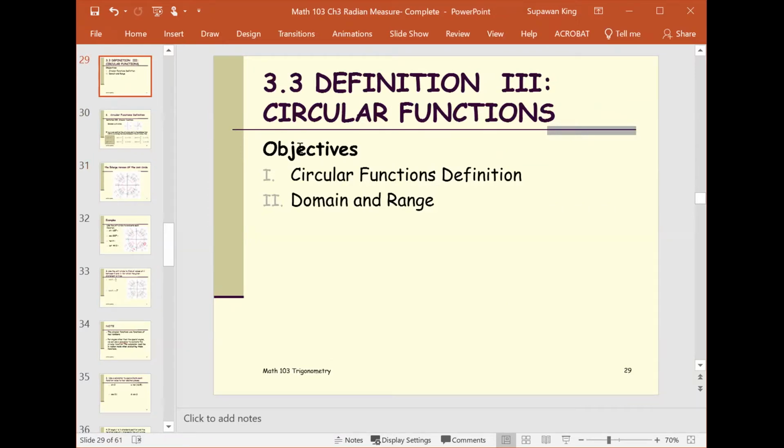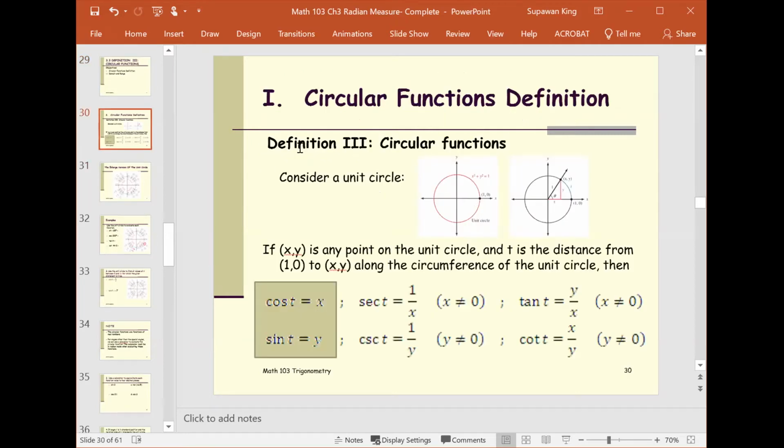Section 3.3, Definition 3, Circular Functions. This section will look at the circular functions definition and the domain and range of the trig functions. Definition 3, Circular Functions. Let's consider a unit circle with the radius 1, the center at (0, 0). The equation is x squared plus y squared equals 1.